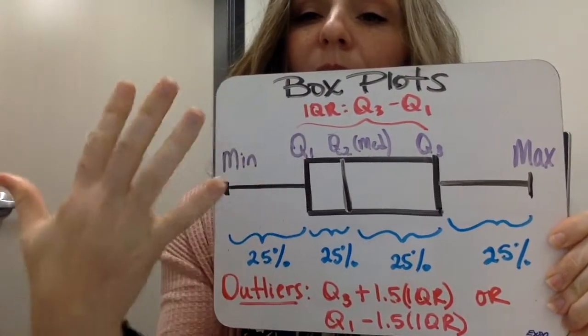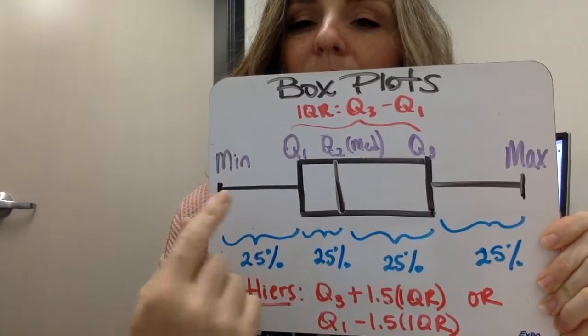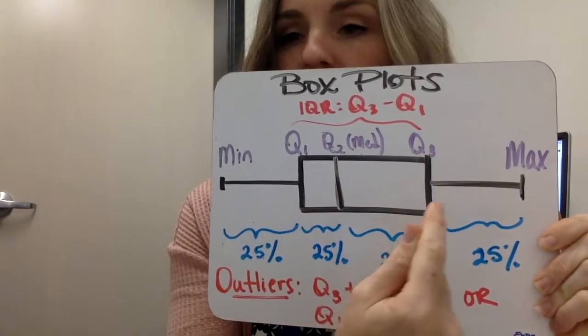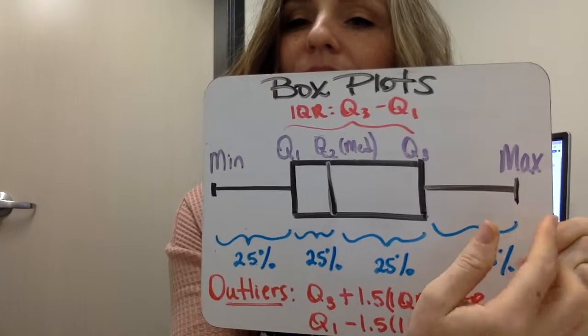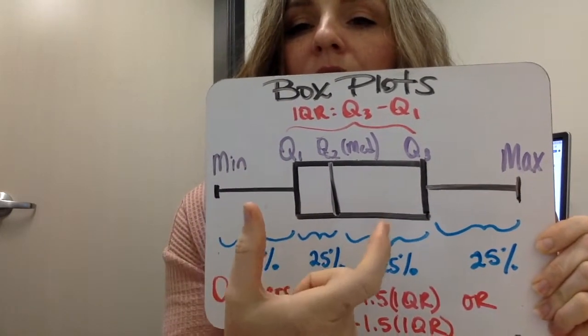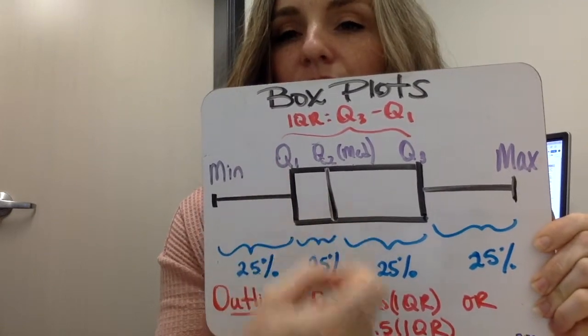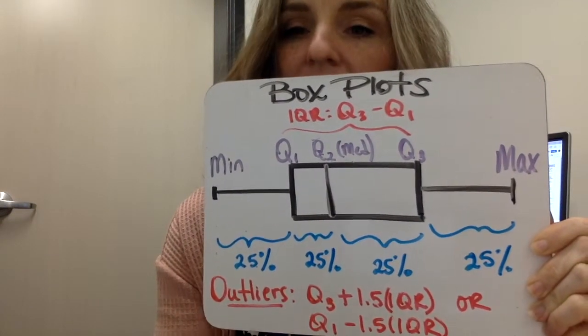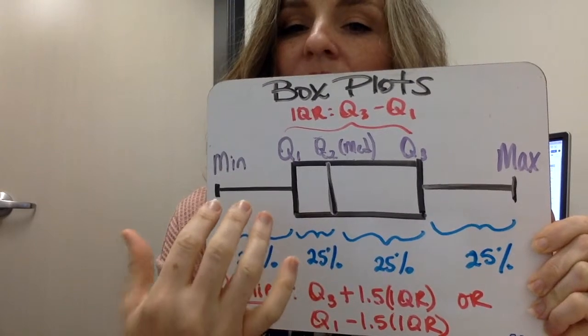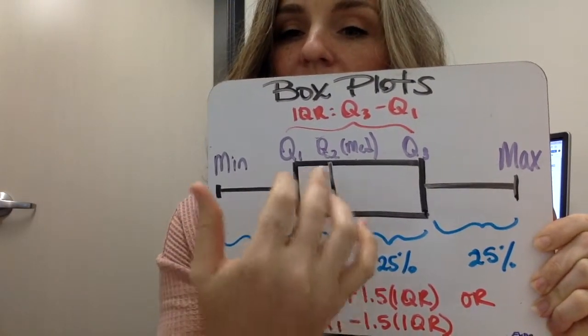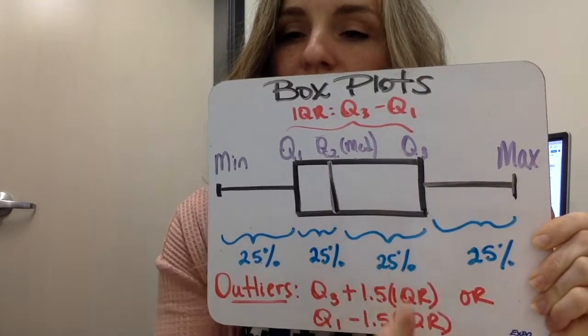You've got the 5-number summary. Your 5-number summary is your minimum, your Q1, your Q2, which is also your median, your Q3, and your maximum. From this, you can also get your IQR, which is Q3 minus Q1. That's the middle 50% of the data. Remember, these are called quartiles. This is the first quartile. Quartile means 25%: second quartile, third quartile, fourth quartile.